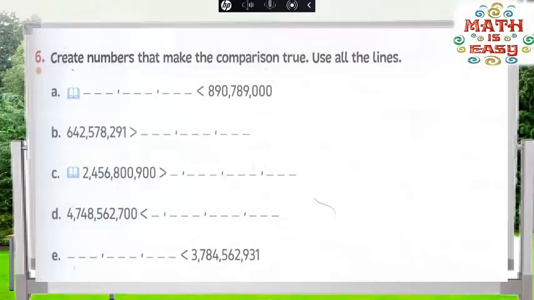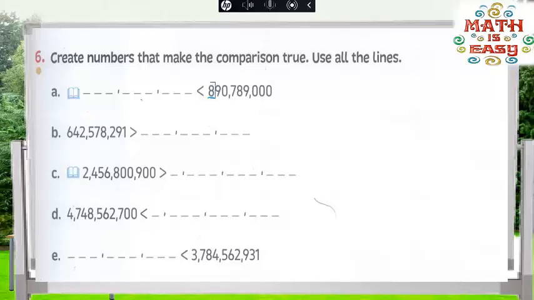Exercise 6. Create numbers that make the comparison true. Use all the lines. We have here small lines, or periods. You should put digits inside all the lines. What is less than this number? You should look at the first digit only. Here 8, and write here a digit less than 8. What is before 8? 7 is less than 8.